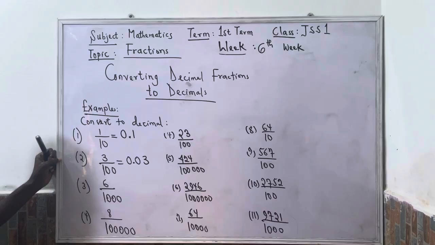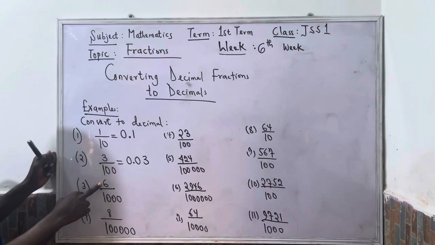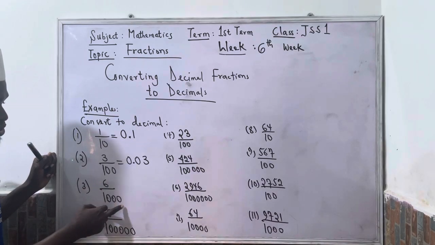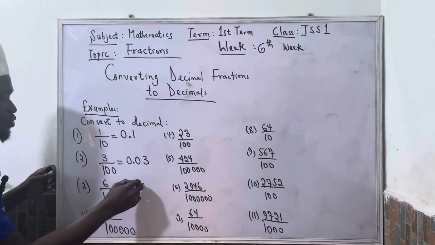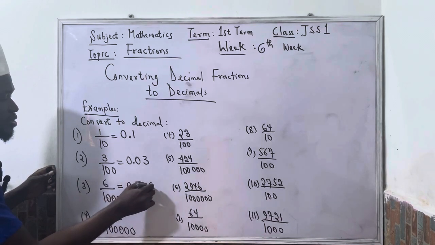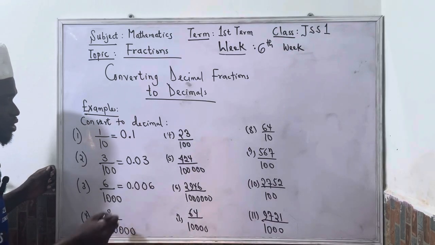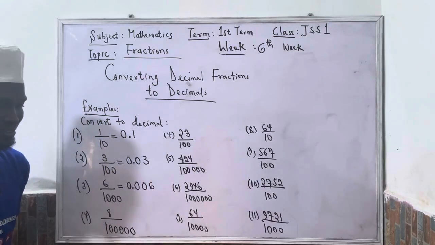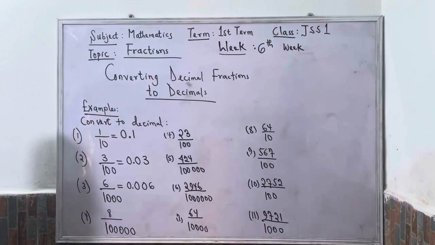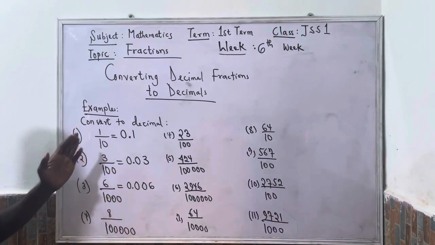Now, the next thing to do here is to look at the numerator. This is 6. How many zeros are in the denominator? We have 3 zeros. So in that case, I'm going to write 3 zeros: 1, 2, 3. Then I'll put 6 next, which is the numerator. I'll put the decimal point in front of the zeros. So the answer is 0.006. If you use your calculator to confirm, you will see that this will be the answer in your calculator.